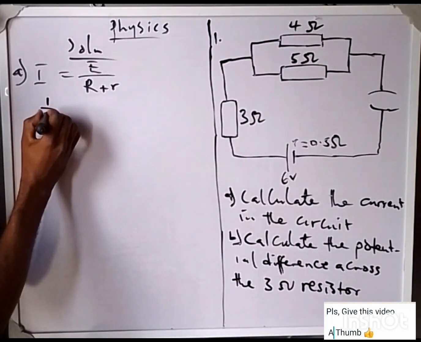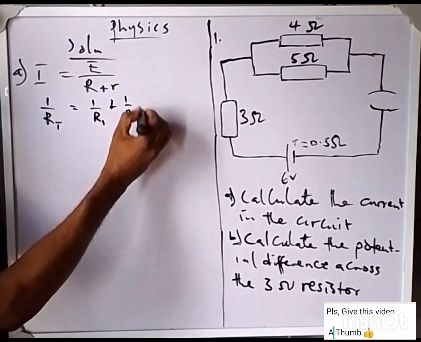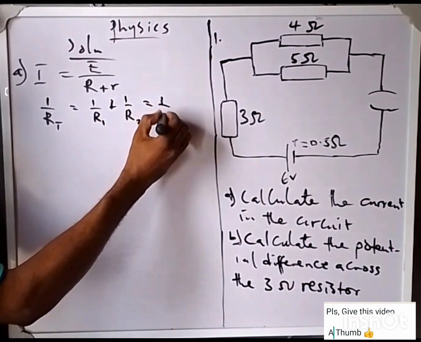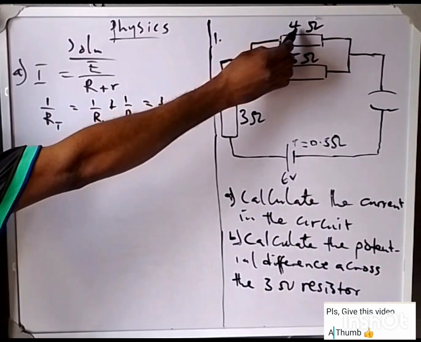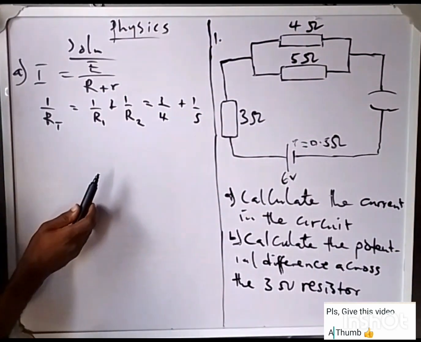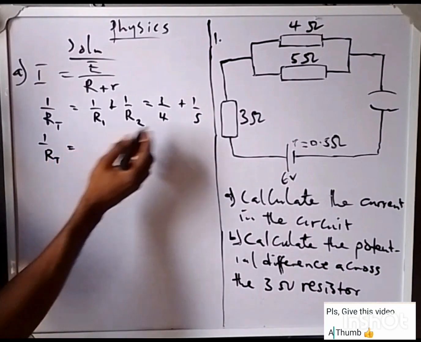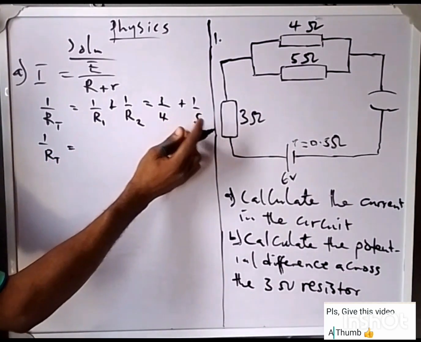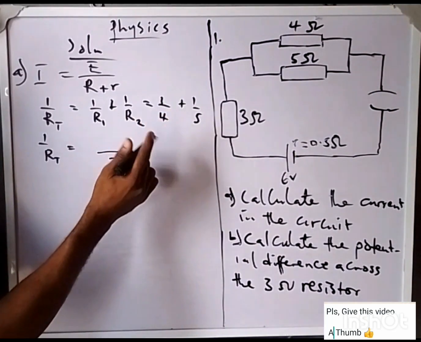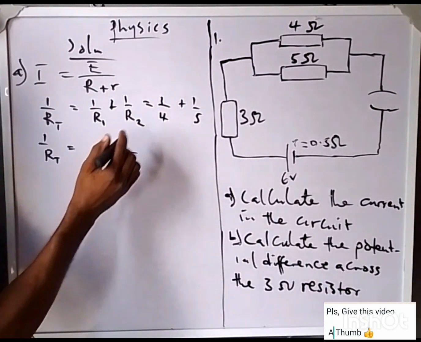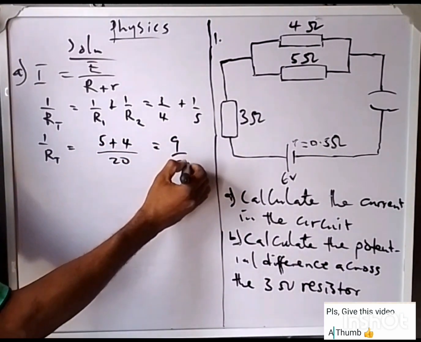So we have 1 over RT is equal to 1 over R1 plus 1 over R2, which is equal to 1 over 4 plus 1 over 5. I hope you can see that. If I call this my R1, this my R2, then I can write that 1 over RT is equal to, the summation of this will give us the LCM of 4 and 5, which is 20. Then 4 divided is 5, 5 times 1, 5 plus 4. That is 9 over 20.